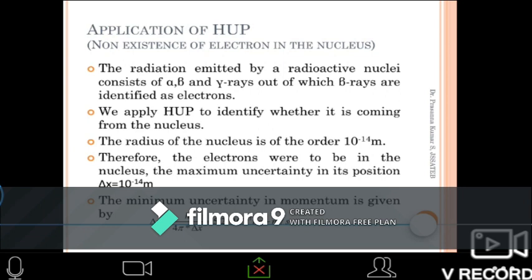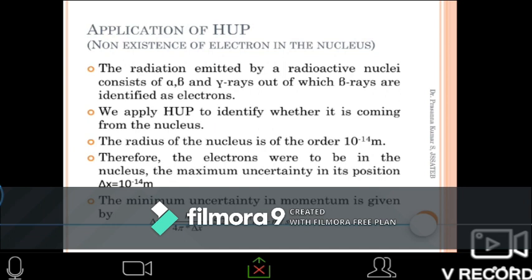Here, beta rays are equivalent to an electron. It means that you can say that electrons are coming from the radioactive nuclei. It is not so. From radioactivity, a radioactive nuclei emits alpha particles, beta particles, and gamma radiations. You know that, isn't it? Where beta particles are equal to an electron. So then you can say that electrons are coming from the nucleus. It is not true. We'll explain this.